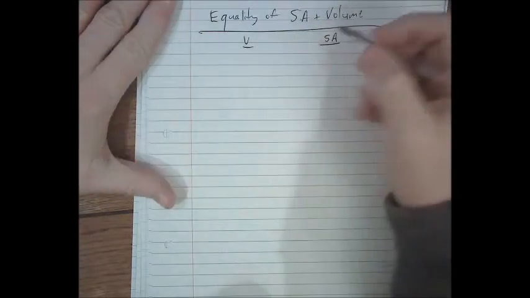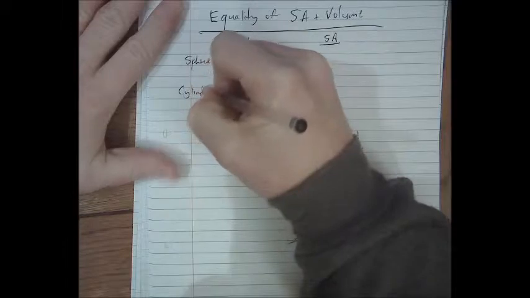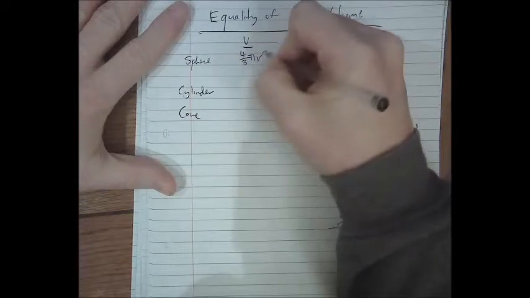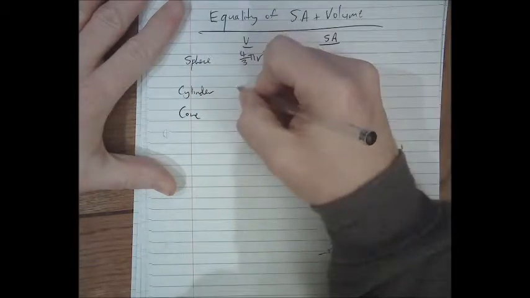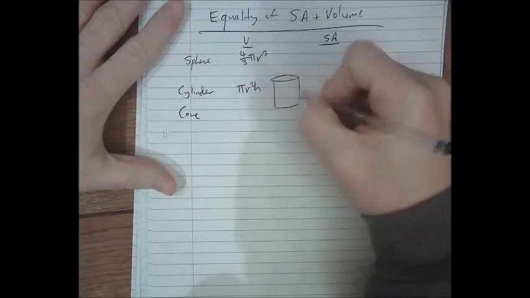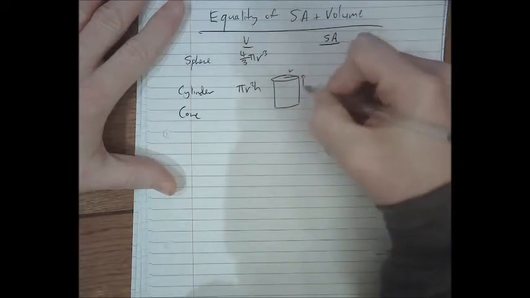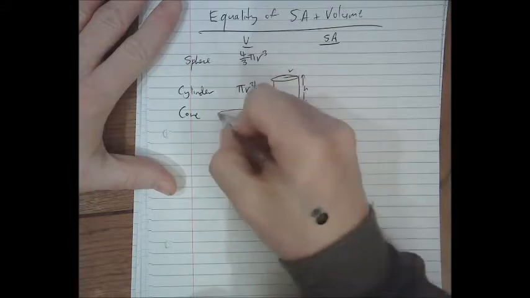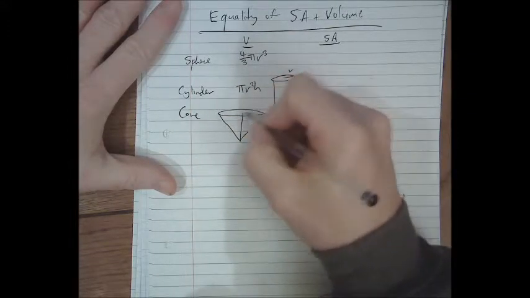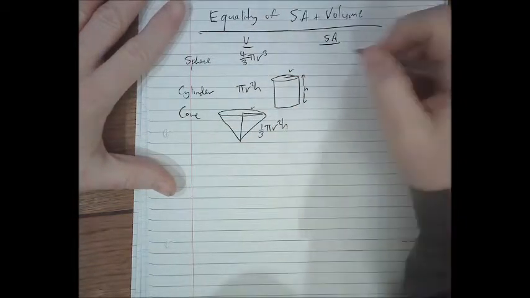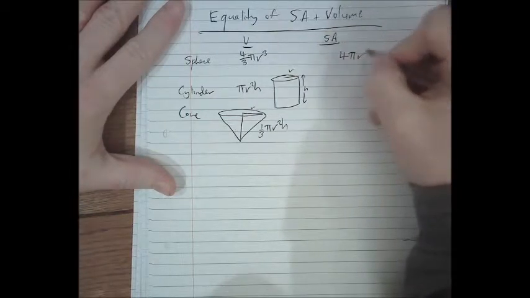You need the volume and surface area of a sphere, cylinder, and a cone. Volume of a sphere is 4/3 pi r cubed. Volume of a cylinder is pi r squared h, where the r is the radius and the h is the perpendicular height. And a cone, where the h is the perpendicular height, is 1/3 pi r squared h. Surface area of a sphere is 4 pi r squared.